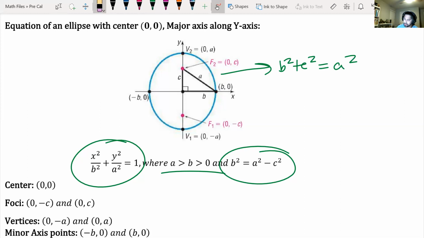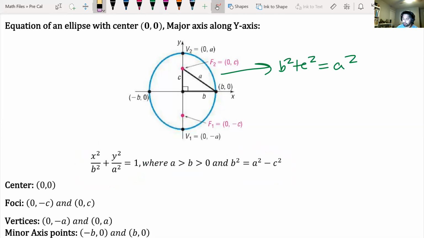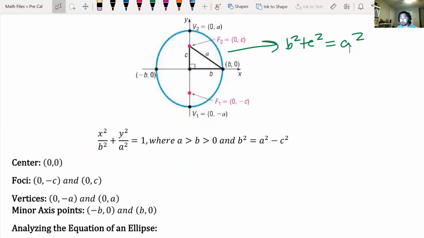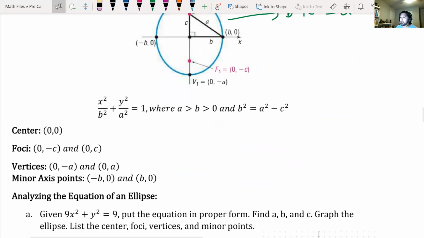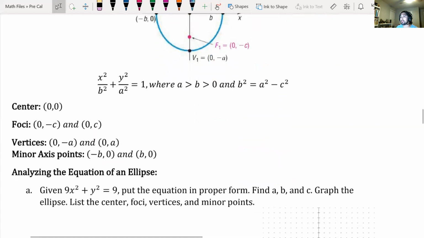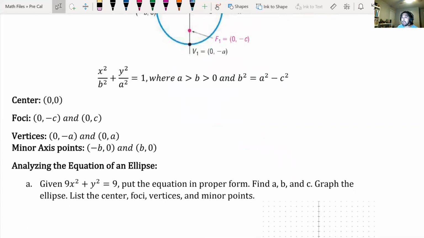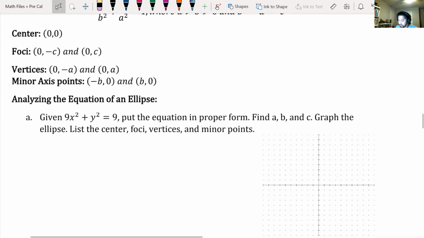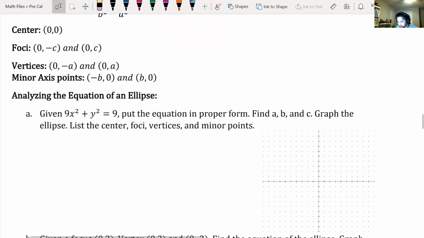Okay, so the equation changes just a bit because now you see the denominator under x is b squared, denominator under y is a squared, and then your center is still 0, 0. Your foci 0 plus or minus c, vertices 0 plus or minus a, and minor points are plus or minus b. So let's go ahead and try these types of ellipses out.